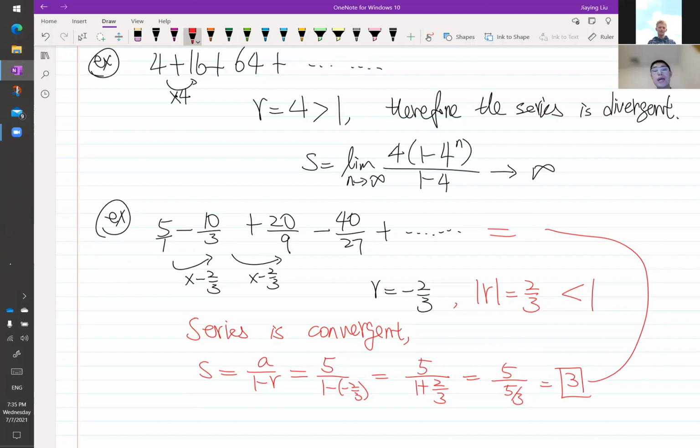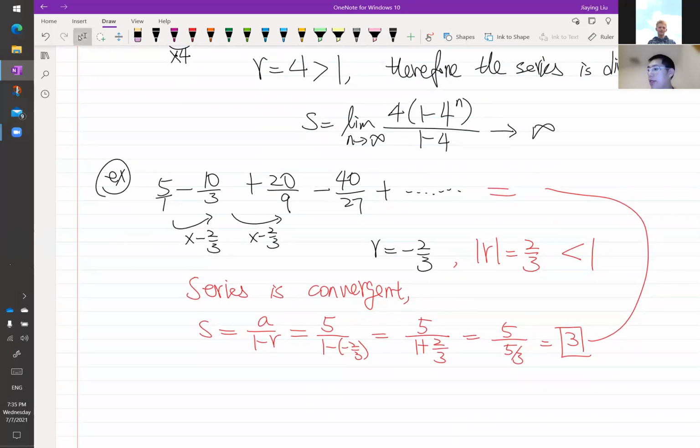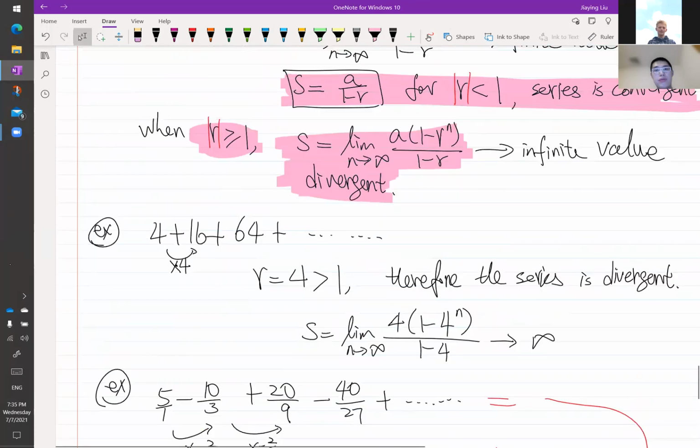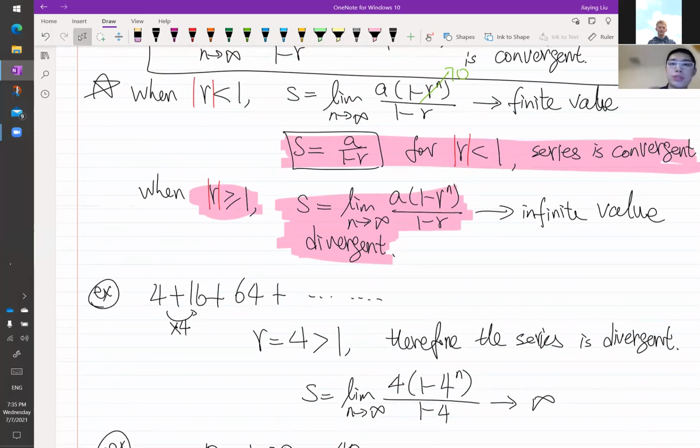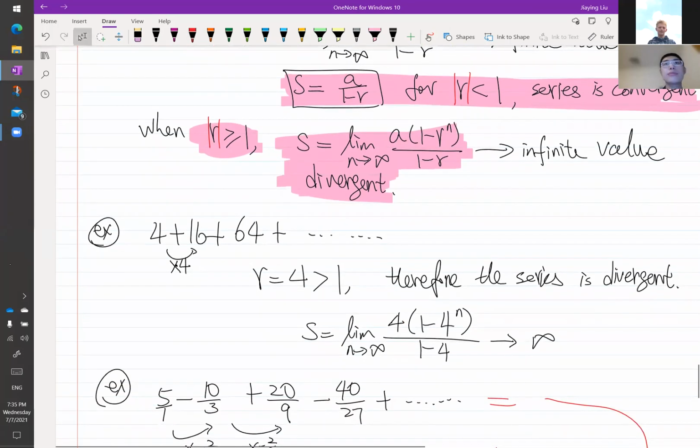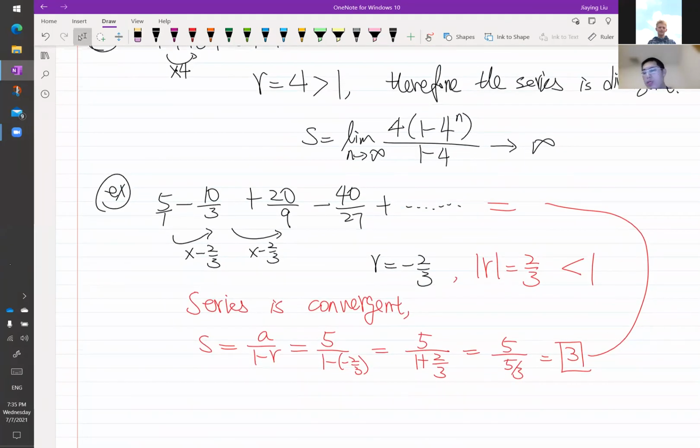So if you have a geometric series, it's a lot easier to determine if it's convergent or divergent. Just look at the common ratio. And it's also easier to find the sum, because for all geometric series, the sum always uses those formulas. Any questions on this example? All right, no questions. I'm going to keep going.